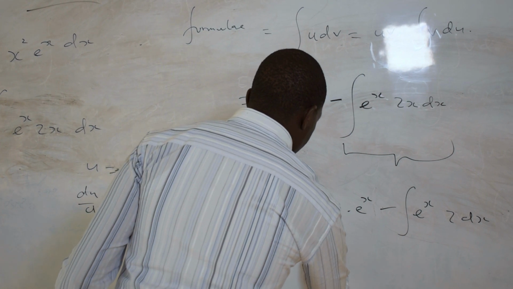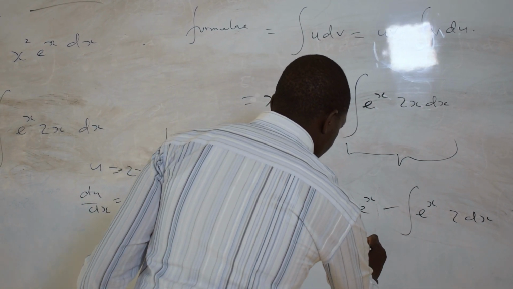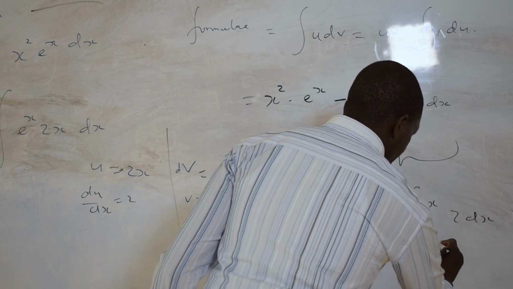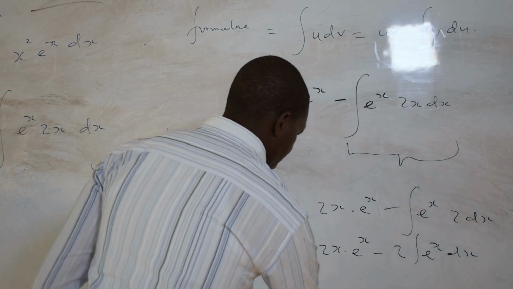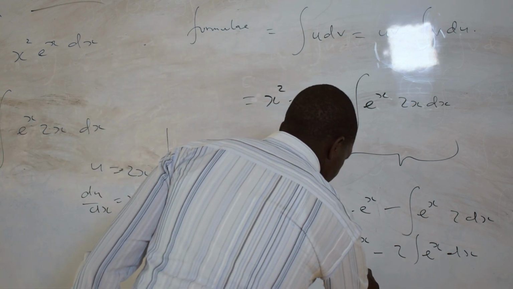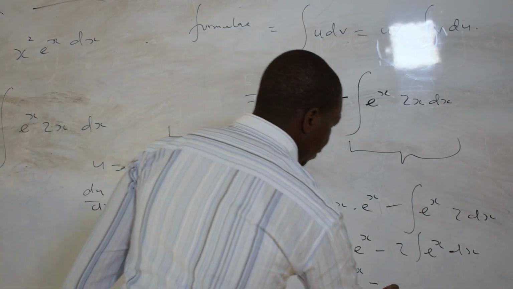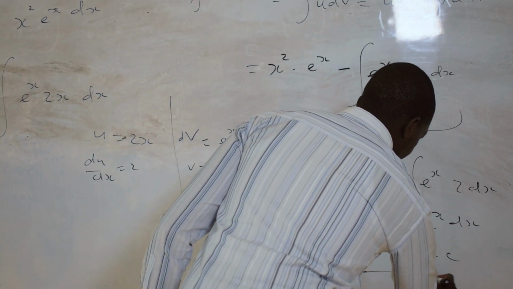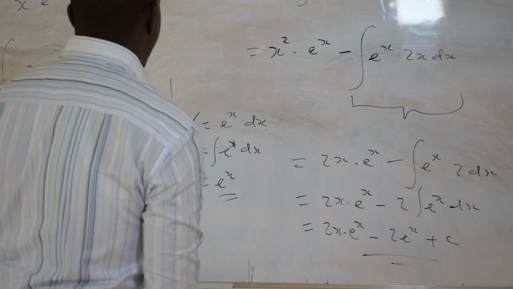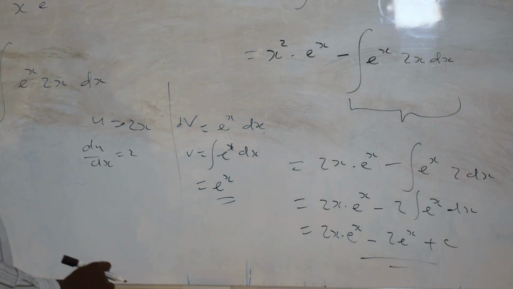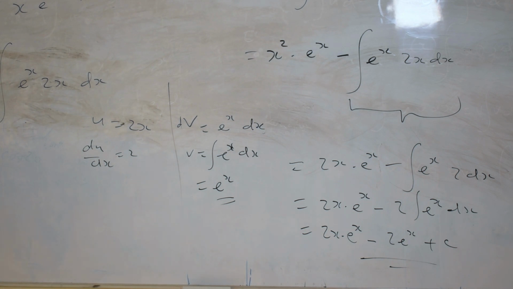Now this is the same as 2x exponential x minus 2 times the integral of exponential x dx, which is equal to 2x exponential x minus 2 exponential x plus the constant term c. Now we need to substitute this one here.